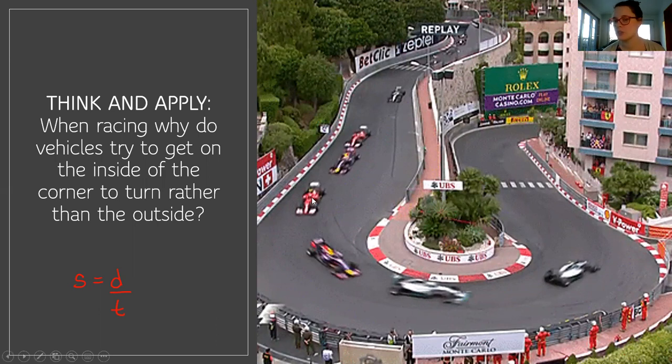These cars are coming down the track. If they stay on the outside edge, the distance they travel will be longer or shorter than if they move to the inside edge? Well, you can tell the inside of the circle is a whole lot shorter than the outside. So when trying to pass, they get on the inside corner whenever they're going around corners.